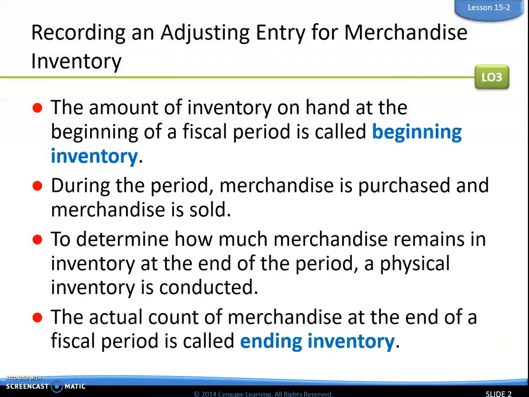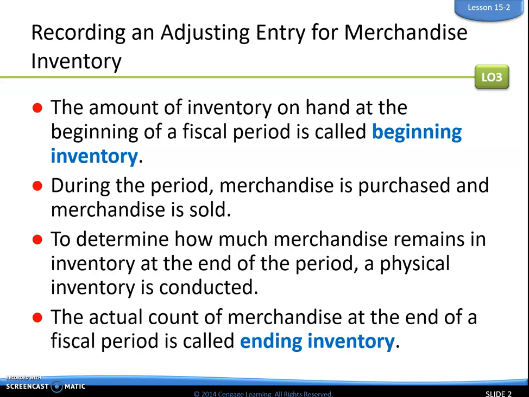So first, we have some terms here. Beginning inventory is the amount of inventory at hand at the beginning of a fiscal period. So it's our inventory that we start with at the beginning of the year or whatever our fiscal period is. During that period, though, we're going to purchase more merchandise and we're also hopefully going to sell merchandise. So to determine how much merchandise remains in inventory at the end of the period, a physical inventory is conducted. So that's where we're going to physically count how much inventory we have. The actual count of merchandise at the end of a fiscal period then is called our ending inventory.